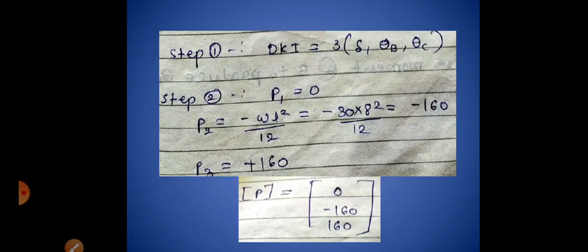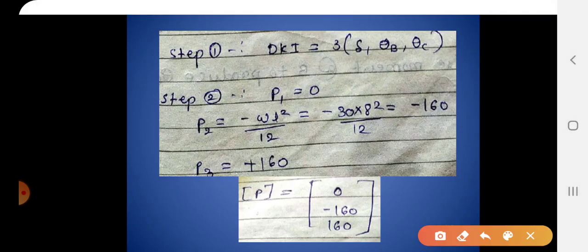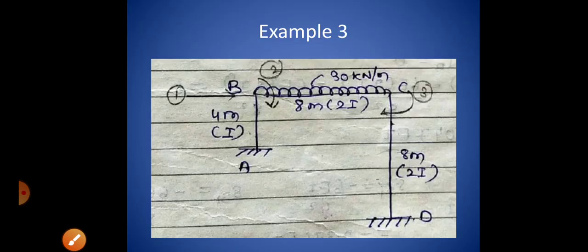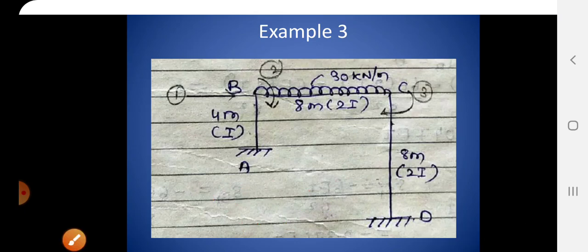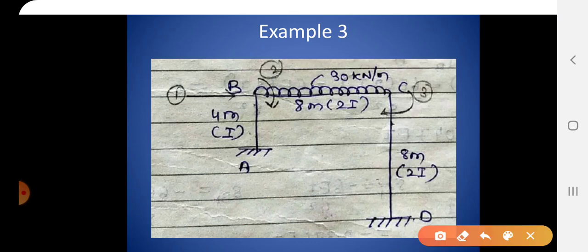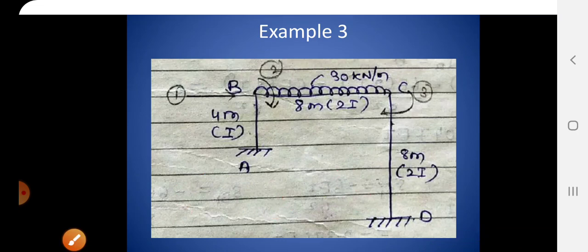Step 1 is the degree of kinematic indeterminacy. The degree of kinematic indeterminacy is 3. How? Degrees of freedom 3 into number of joints 4 minus total support reactions 6, therefore 6, and neglecting delta by and delta cy. So the total will be 3, and considering delta bx equal to delta cx equal to delta, therefore delta, theta b and theta c are the unknown displacements.